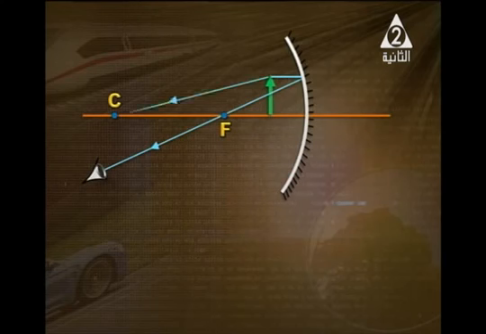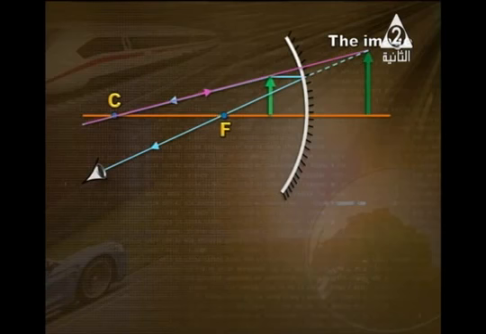The other ray will be reflected on the center of curvature, which will reflect on itself. So by taking the extensions of both rays, the image is formed on the other side of the mirror, or behind the mirror, and the image is found to be upright, magnified, and virtual.